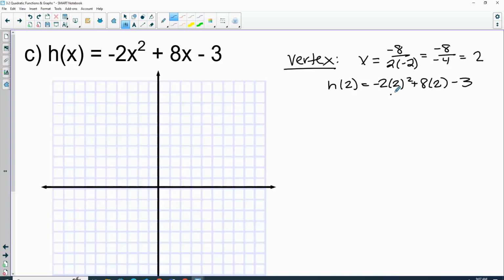You're welcome to use a calculator on this, I don't care. -8 plus 16 minus 3, so 5. So the vertex is the point (-2, 5). Alright, axis of symmetry is a vertical line going through the vertex, so what would it be? x equals -2. Let me just draw that as a dashed line.